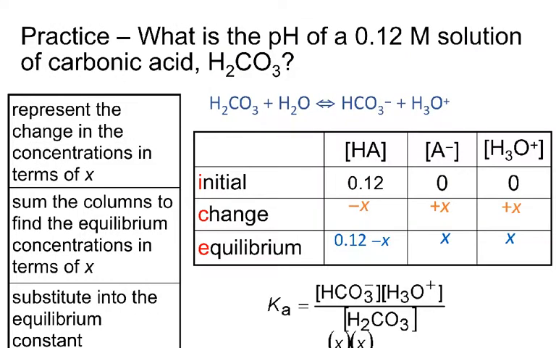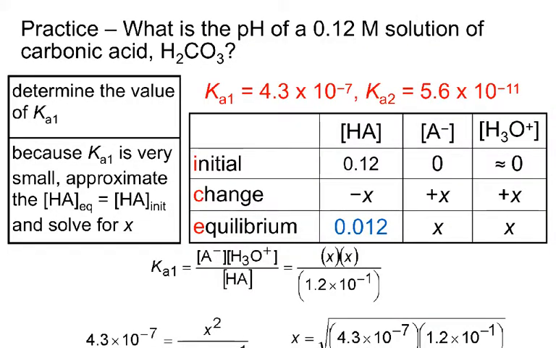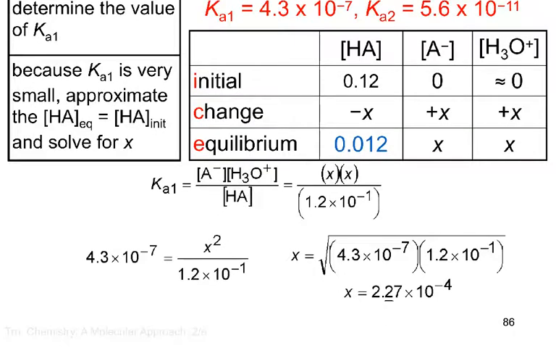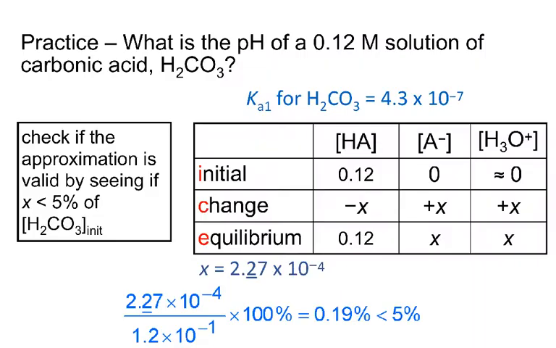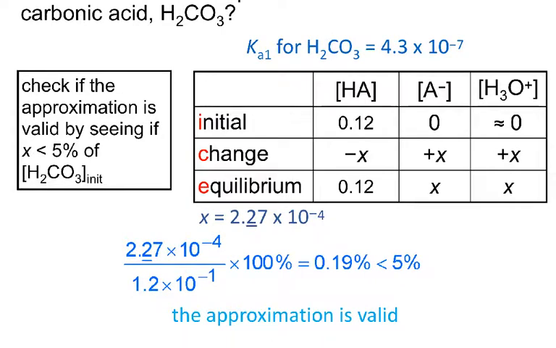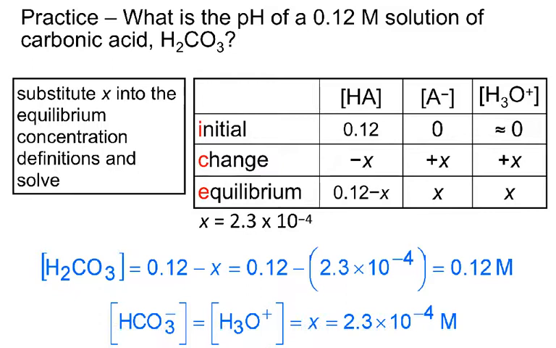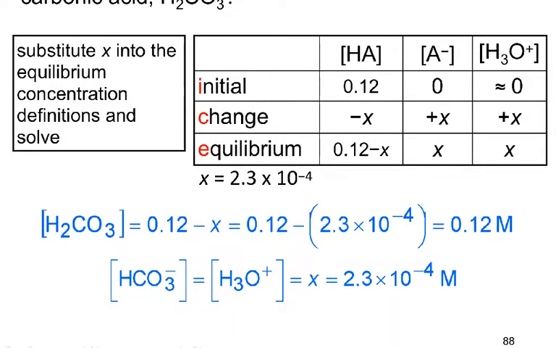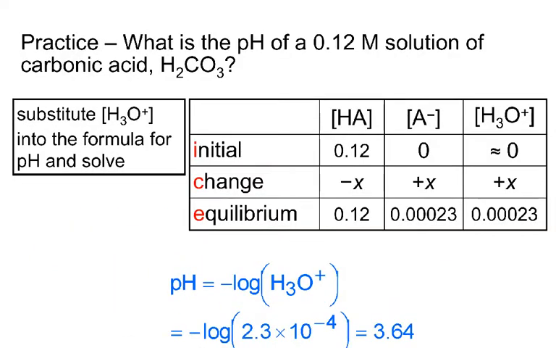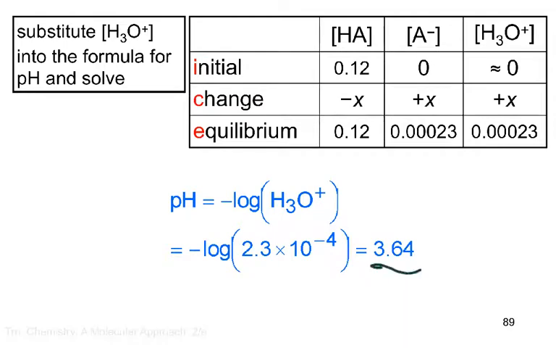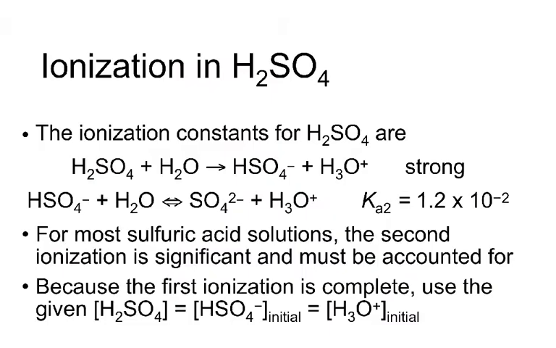Flip through a couple of these slides. We can use the approximation. And we get a pH of 3.64. That was a lot of slides to work through all this math on, but we got the same answer.